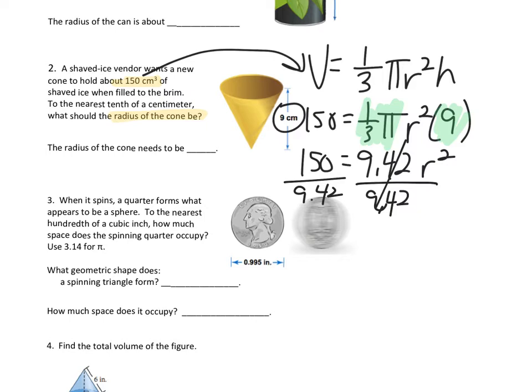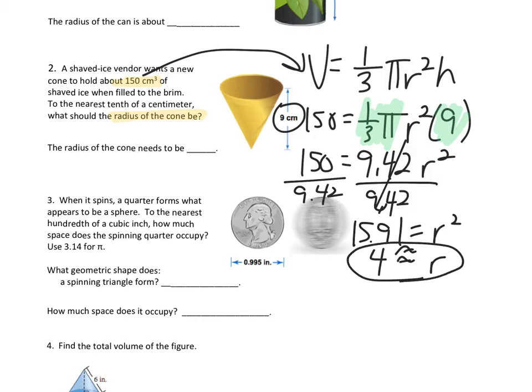gives us about 15.91 equals r squared. And then if r squared is that, we need to square root 15.91 to figure out what r is. And if we do that, we get just about 4, approximately 4 is what I'm going to say. So the radius is approximately 4. On the calculator for me it says 3.99, but we'll round that up to 4 for the radius of that cone.